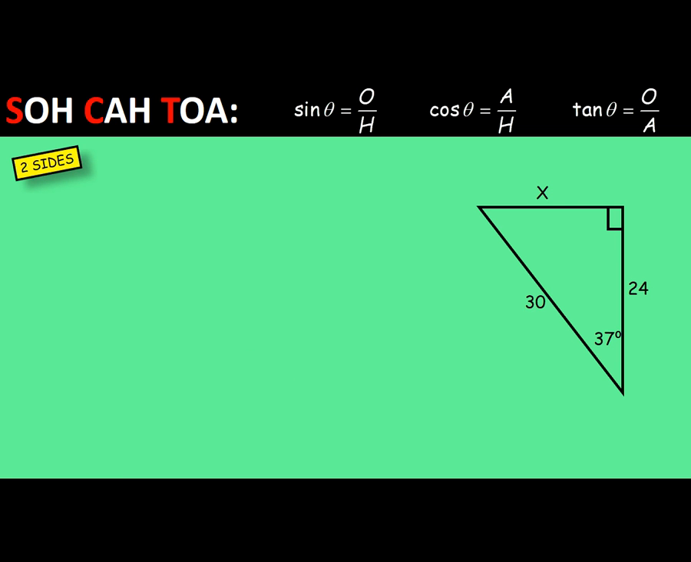For example, we go through the steps the normal way. We start by picking our angle, 37, and then label our sides. We get the opposite, adjacent, and hypotenuse.